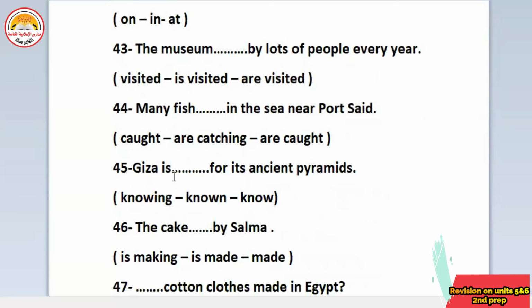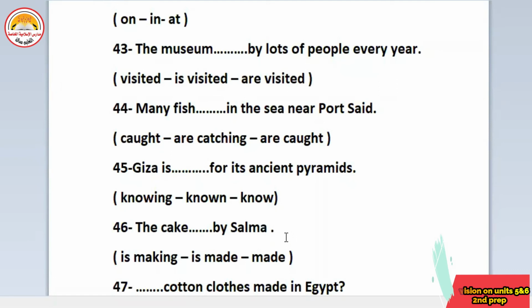Number 44, Muhammad Ahmed Abdain. Many fish blank in the sea near Port Said. Choose here from caught or catching. Are caught. Yeah, very good, Muhammad. It's correct because the sentence is passive. Here we don't know the subject who did the action. So here we have to choose the passive. Many fish are caught in the sea near Port Said. Thank you, Muhammad.